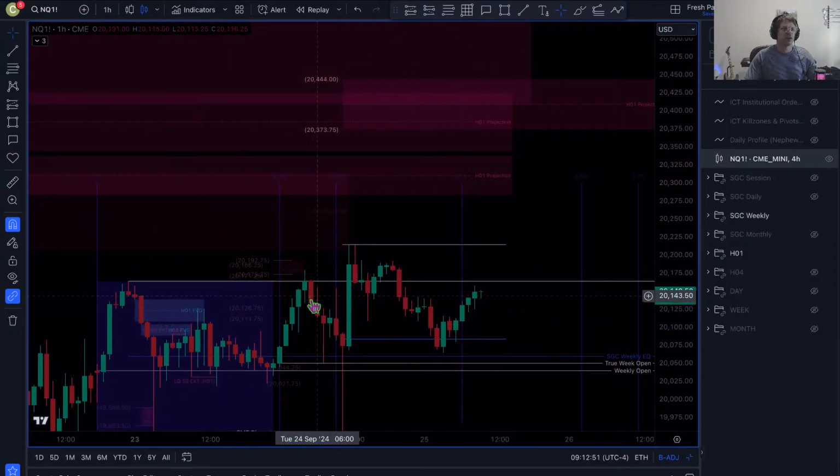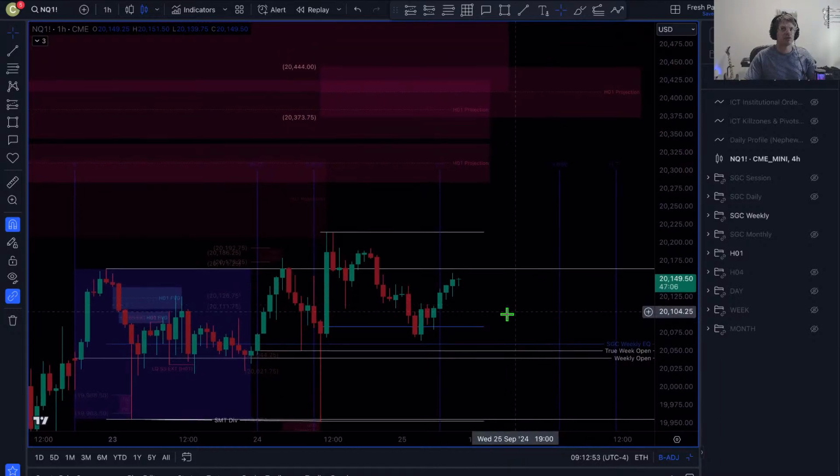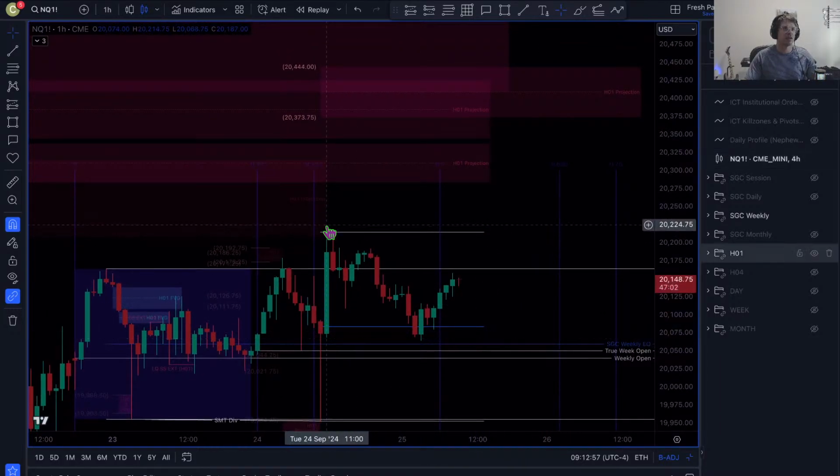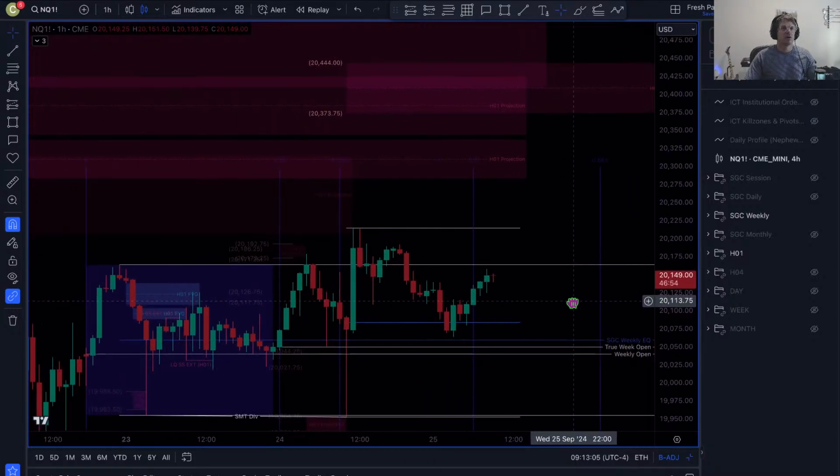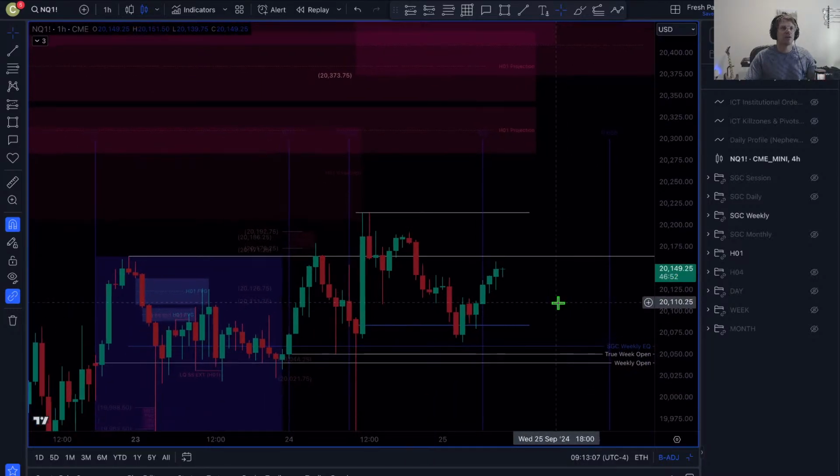The only downside that I see here potentially is that we grabbed the liquidity below this candle, this thrust candle, but there isn't the typical type of liquidity that you would grab, and we inverted this fair value gap here. So it's not quite as strong.